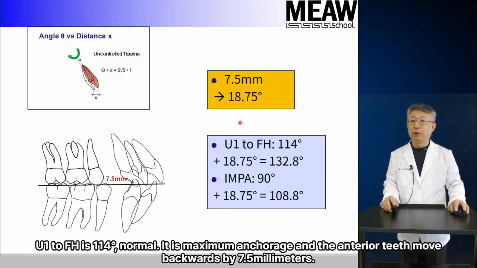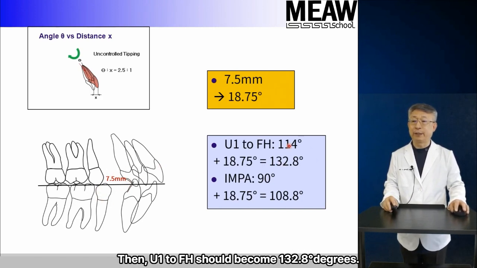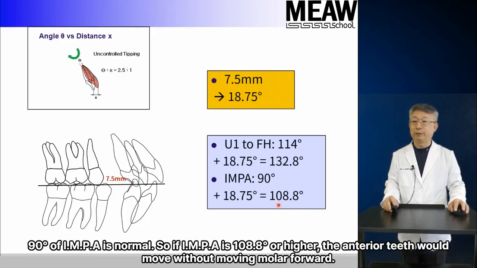U1 to FH is 114, normal. It is maximum anchorage and the anterior teeth move backwards by 7.5 millimeters. Then, U1 to FH should become 132.8 degrees. 90 of IMPA is normal. So if IMPA is 108.8 or higher, the anterior teeth would move without moving molar forward.